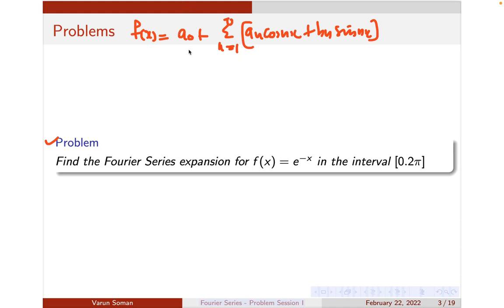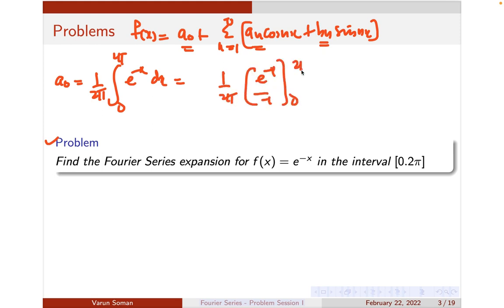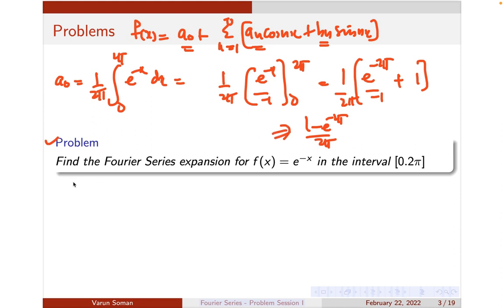So here you need to find out the values of a naught, a n's and also b n's. Now let us find it out. What's the formula for a naught? a naught is equal to 1 by 2 pi, the given interval is actually 0 to 2 pi, integral e raised to minus x dx. So it is nothing but 1 by 2 pi into e raised to minus x by minus 1 in the interval 0 to 2 pi. So it is 1 by 2 pi into e raised to minus 2 pi by minus 1, plus e raised to 0 by 1, that is just 1. So I think it is 1 minus e raised to minus 2 pi, by 2 pi. Please correct me if I am wrong. Similarly, go for a n.